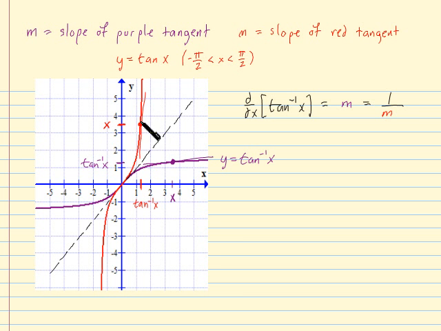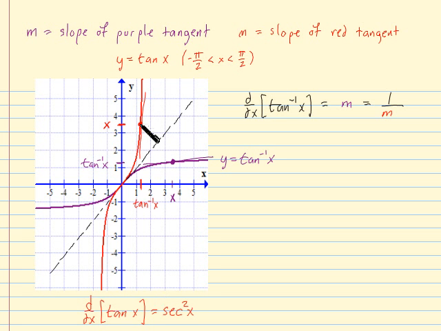Well, I know something about the slopes of tangent lines to this red curve. This red curve, remember, is given by y equals tangent of x. And I know that the derivative of tangent of x is secant squared of x. And so if I want to find the slope of the tangent line to y equals tangent x at, let's say, pi over 7, that's just going to be secant squared of pi over 7. If I want to know the slope of the tangent line at negative 0.01, then that's going to be secant squared of negative 0.01.